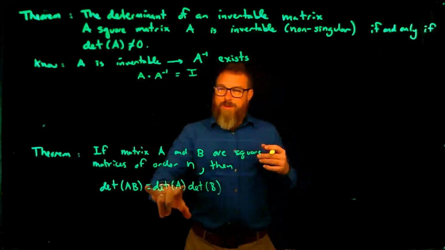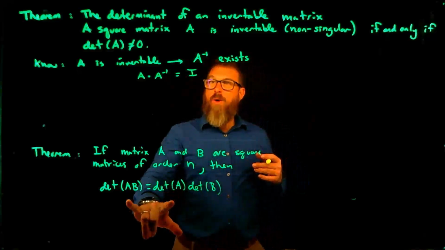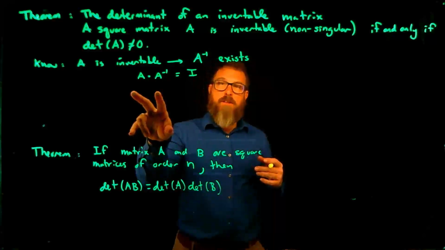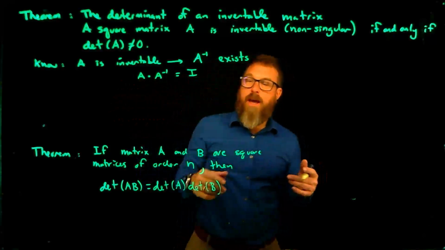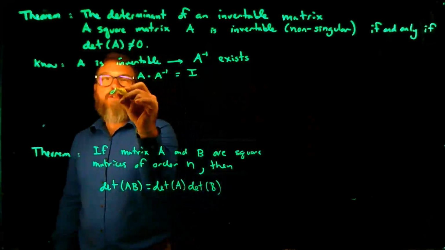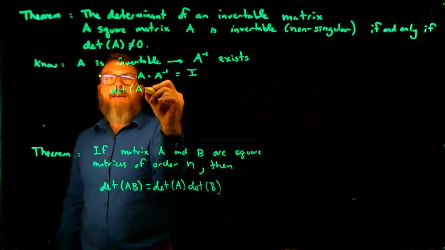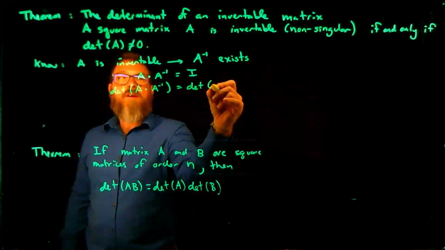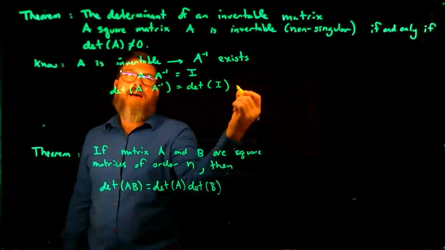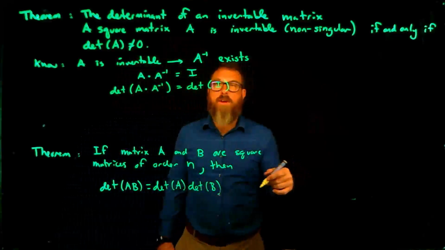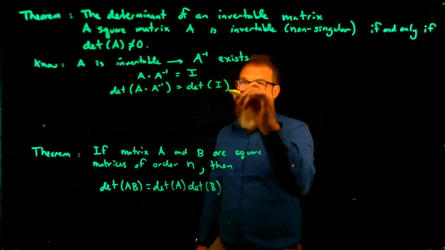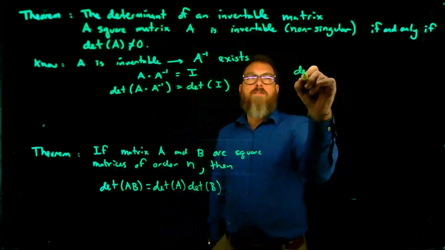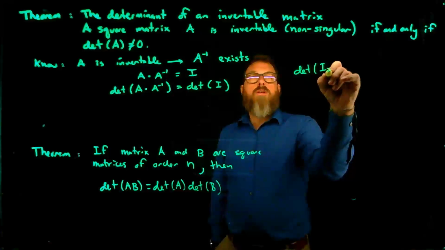So now we get to use this property here. I know the determinant of the product is going to be the product of the determinants, so I'm going to take the determinant of both sides and then use this property. So we can say that the determinant of A times A inverse is equal to the determinant of the identity. Now we say I_n if this is a matrix of order n, but we know it's a square matrix, so I can write I in there. And let's talk about the determinant of, say, I2.